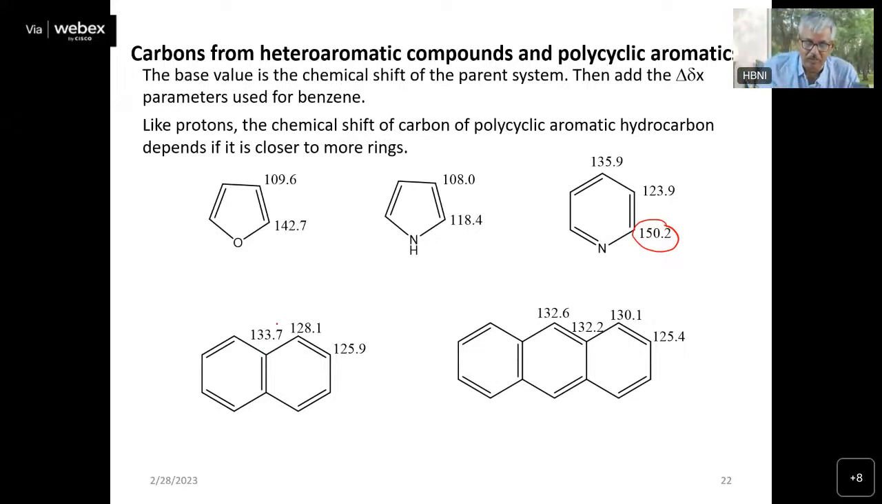Similarly, if you remember, the carbon here will be more downfield than this, because it is getting the full effect of both the aromatic rings compared to this and this. Here you can see that this one is getting the effect of all three rings. So that is the way the chemical shifts work, exactly like your proton chemical shifts.